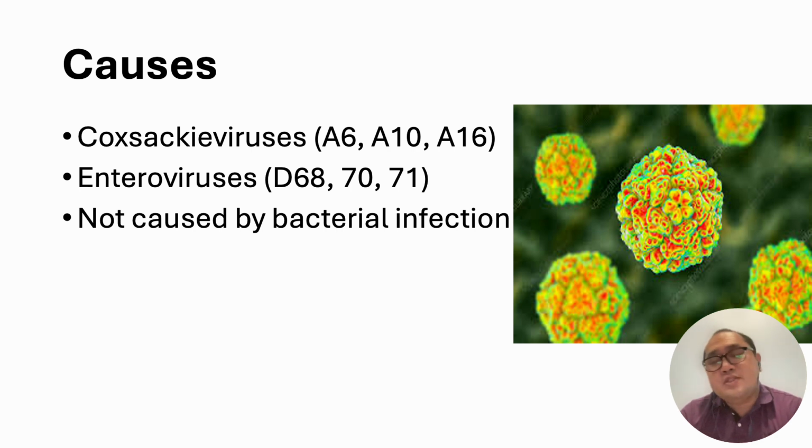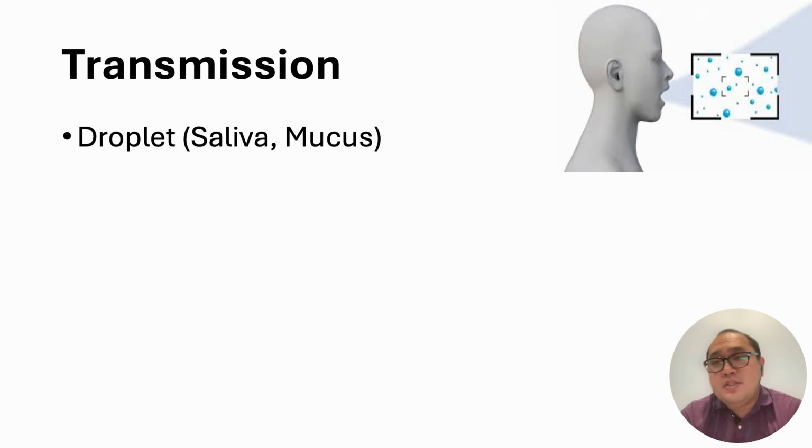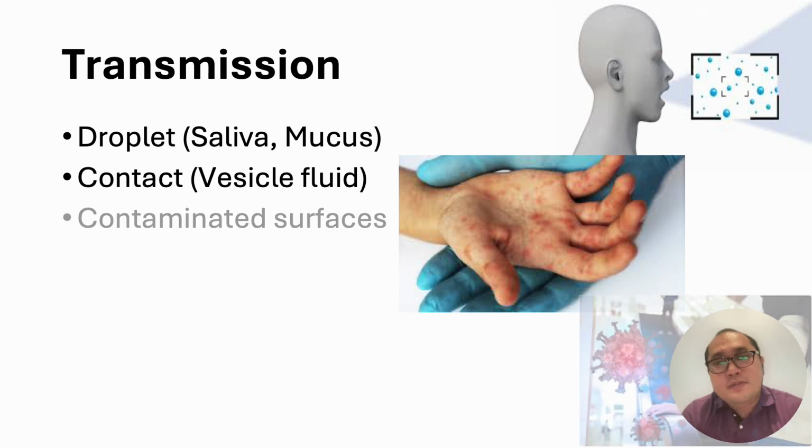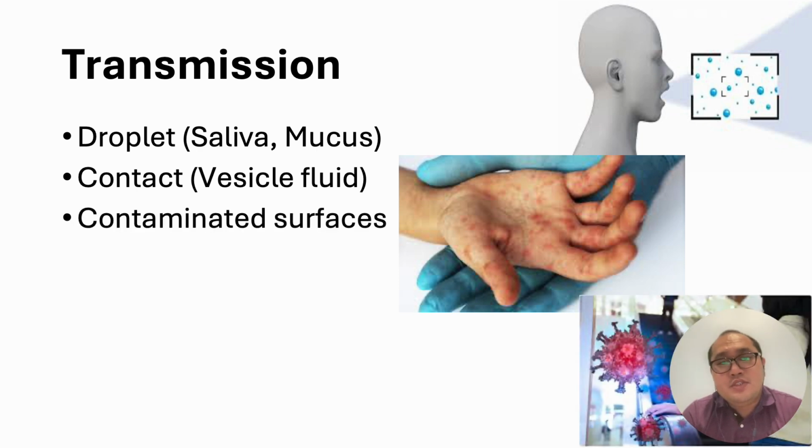So parents might ask, Doc, how is that transmitted? And how does it transfer from one person to another? As for the transmission, there are many types of transmission for hand, foot, and mouth disease, but the main one is droplet, which is due to your saliva or mucus, either from nasal or oral secretions. Number two is contact, especially if there's vesicle fluid and it breaks and comes in contact with another person who doesn't have the disease, so that can happen. And of course, contaminated surfaces.